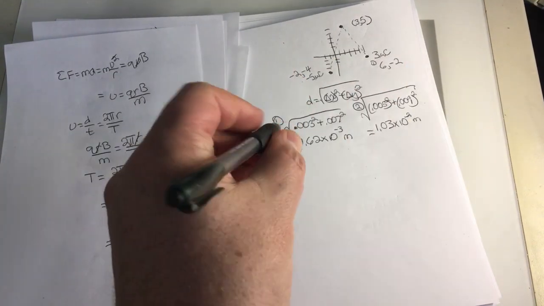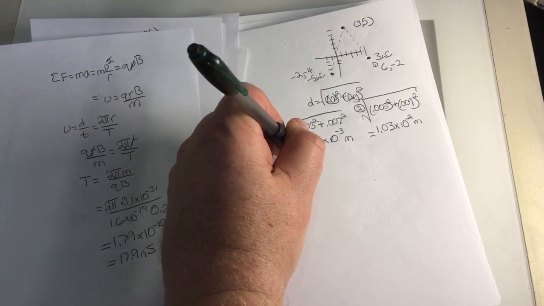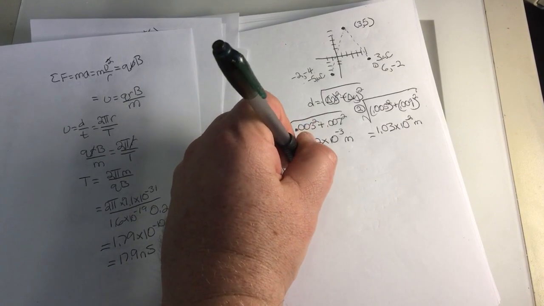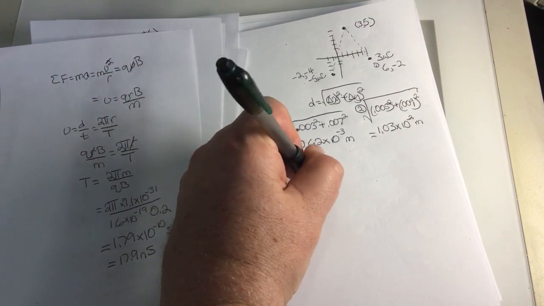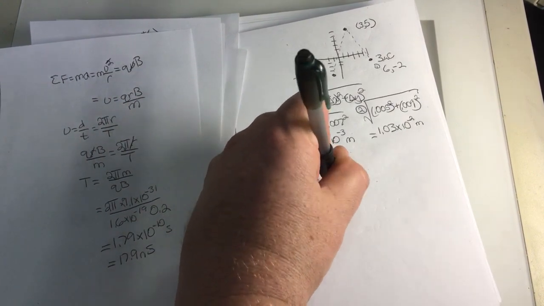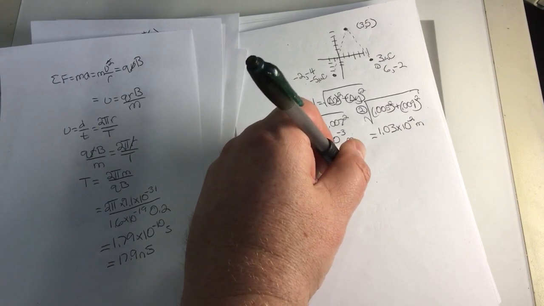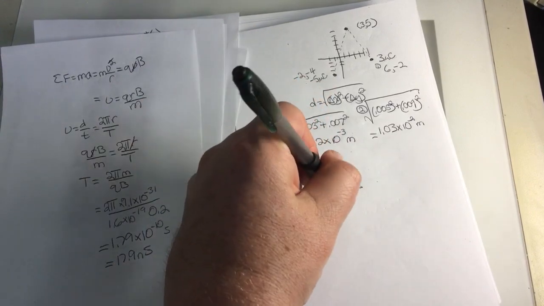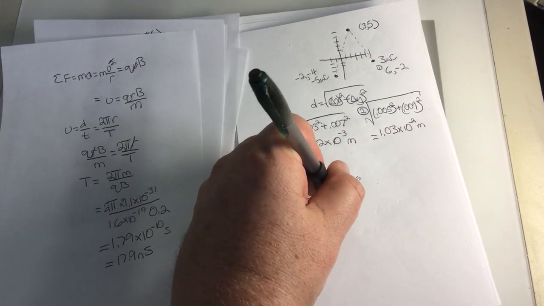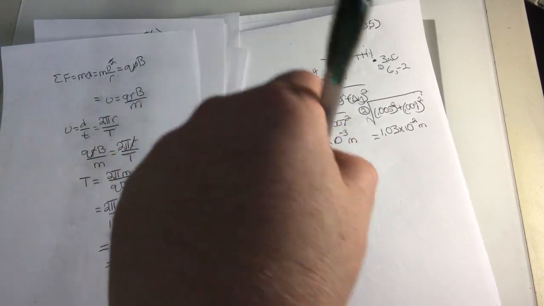Now that we've got those, potential 1 is kQ over r1. So 9 times 10 to the 9th, times positive 3 times 10 to the -6, divided by 7.62 times 10 to the -3.